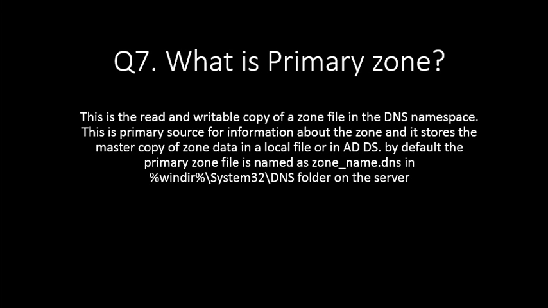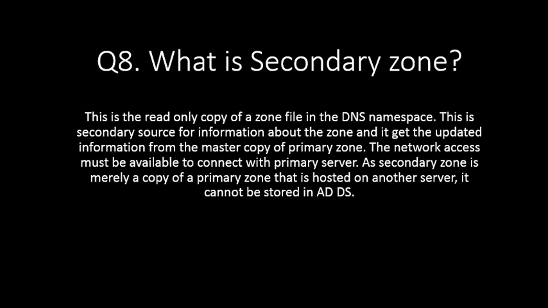What is primary zone? This is the read and writable copy of the zone file in the namespace. This is the primary resource for information about the zone and it stores the master copy of zone data in a local file or in ADDS. That is default. The primary zone file is named zone_name.dns in the Windows directory system32 DNS folder on the server.